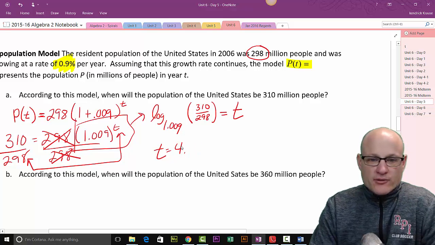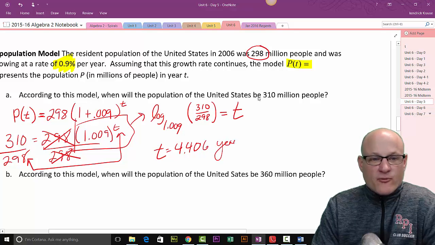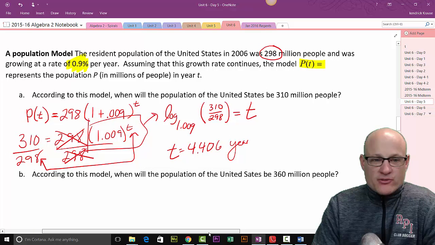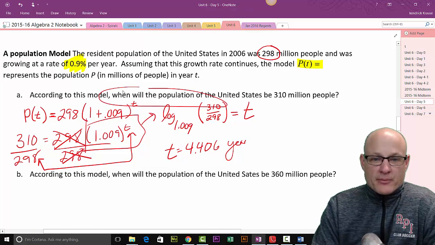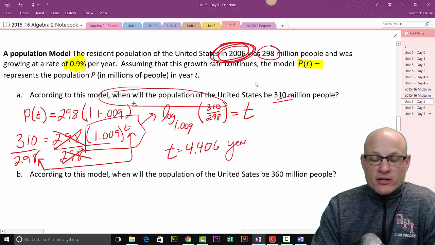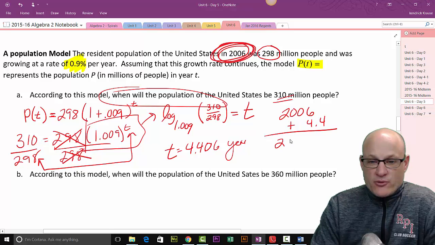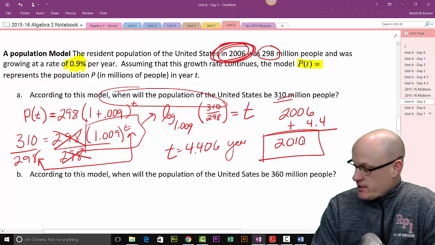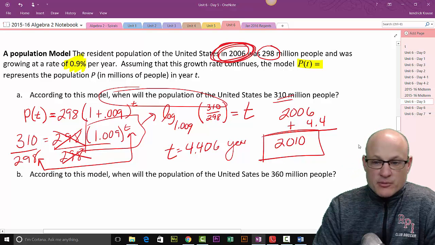Oh, could use a rest, kids. 4.406. All right, so this is years, right? So a little over 4 years. Now we got to go back, because the question says, according to the model, when will the population of the United States reach 310 million? Well, this started since 2006, right? So if I take 2006 and I add 4.4 years, it's going to be 2010. So during 2010, it will be 310 million.